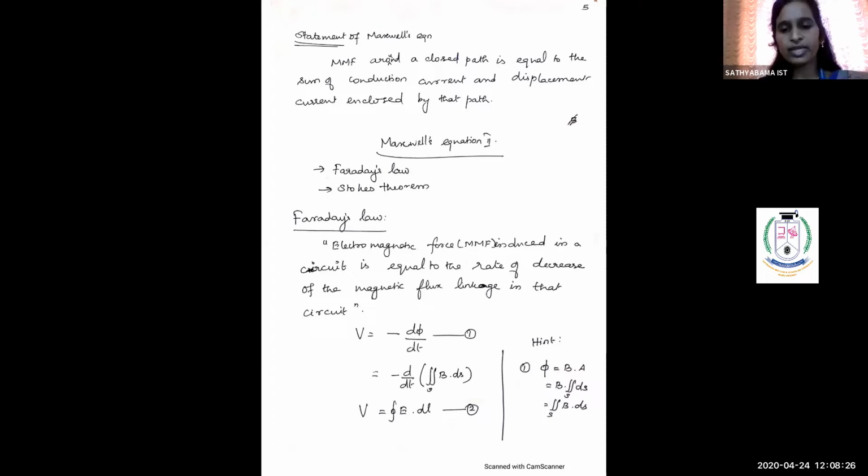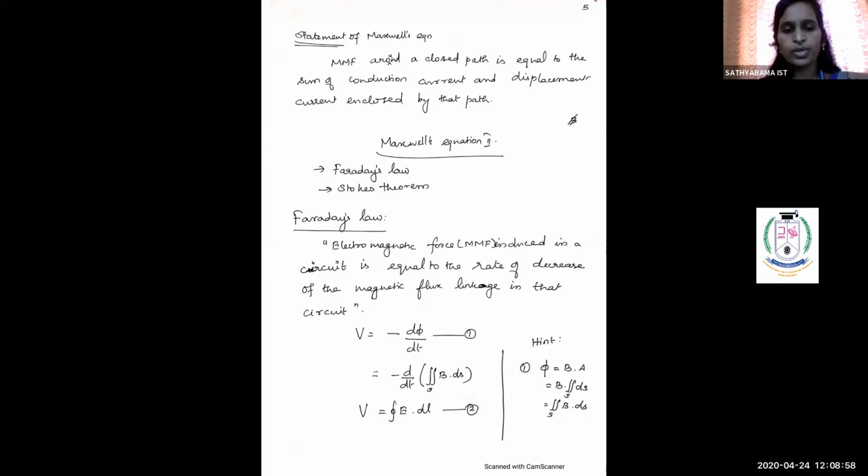Also phi is equal to flux density into area, that is B into A. See the hint, it is given here. Phi is equal to B into A. So what we are getting, instead of area, we can substitute surface integral of ds. So B into surface integral of ds. We can bring this B inside. So it becomes surface integral B dot ds. So in the place of phi, we are going to substitute surface integral B dot ds. So V is equal to minus d by dt surface integral B dot ds.